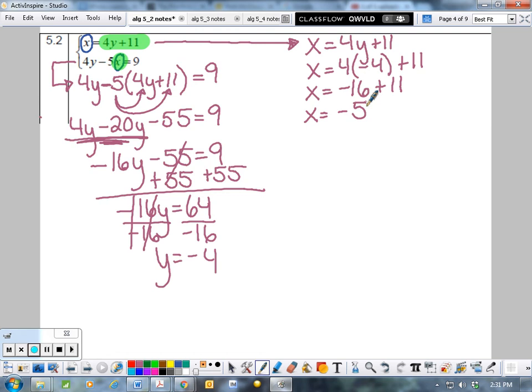So now remember, these are two lines intersecting. So I have to label the point where they intersect. And my point has an x value of negative 5 and a y value of negative 4. So that is my solution.